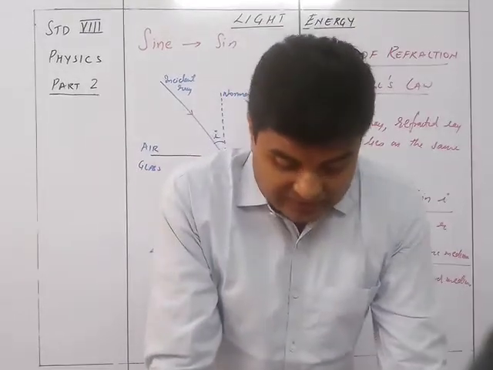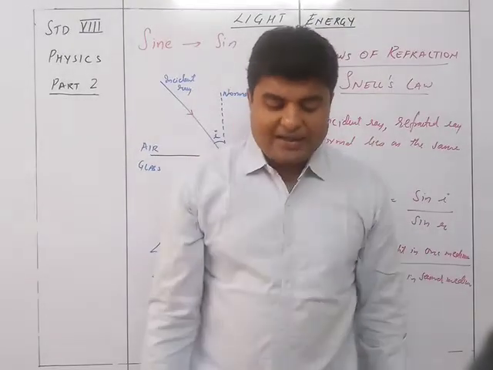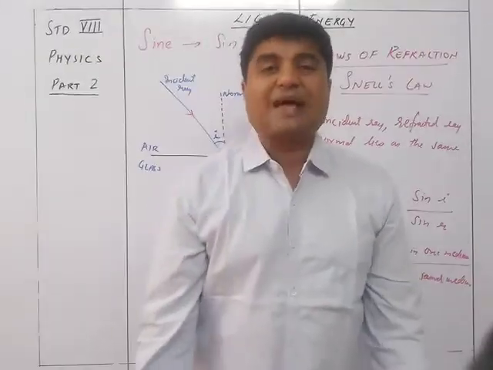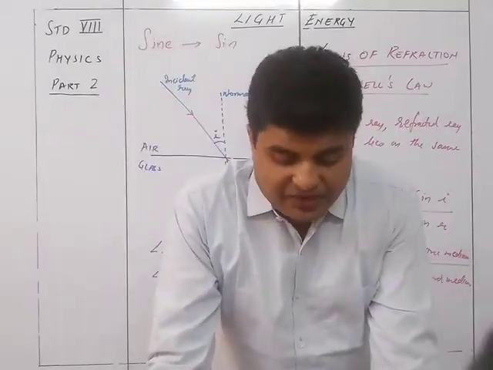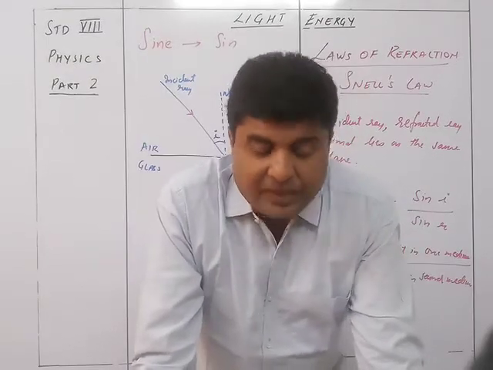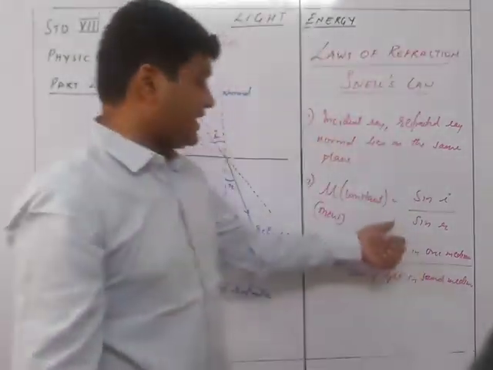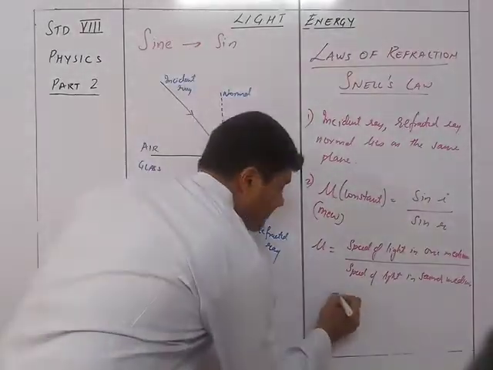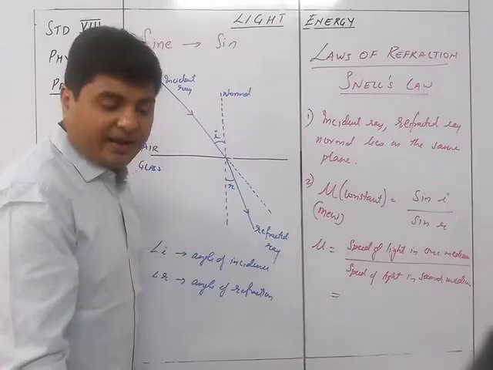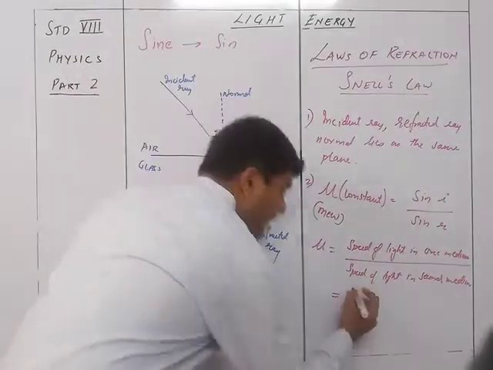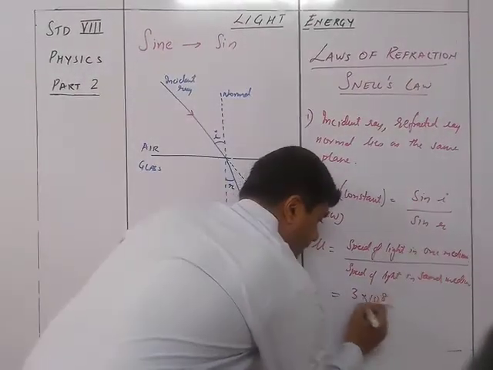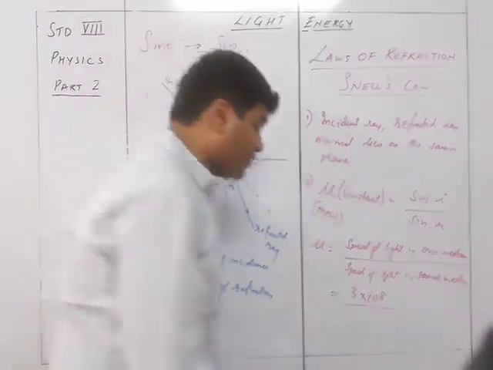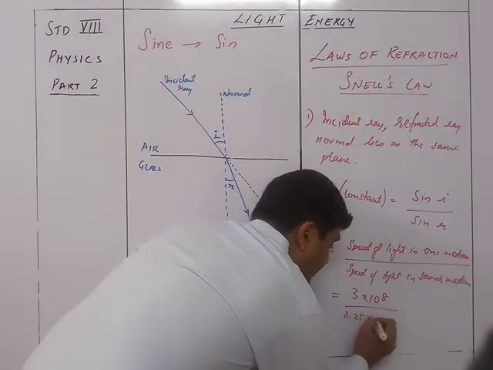For example, if the ray of light travels from air to water, then the constant mu, sin i upon sin r, is the refractive index of water with respect to air, and is given as mu equals sin i upon sin r equals speed of light in one medium upon speed of light in the second medium. So what is the speed of light? We know the speed of light in air is 3 into 10 raised to 8 upon speed of light in, let's say, water. We had taken it as 2.25 into 10 raised to 8.